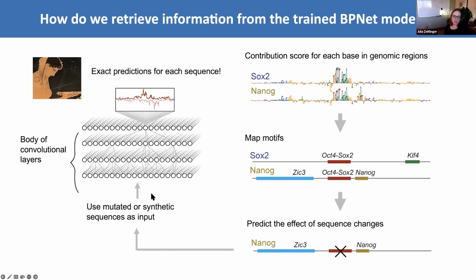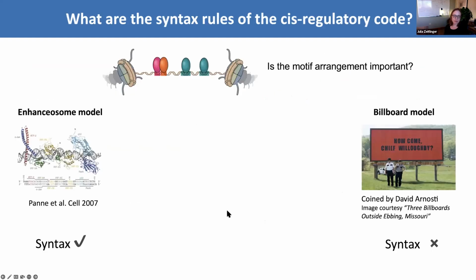And the beauty is that we're getting exact prediction for each individual region. So if we want to do an experiment on an individual region, it will make us very precise prediction of what happens if we only mutate, let's say, 1 or 2 bases. So it's very powerful.